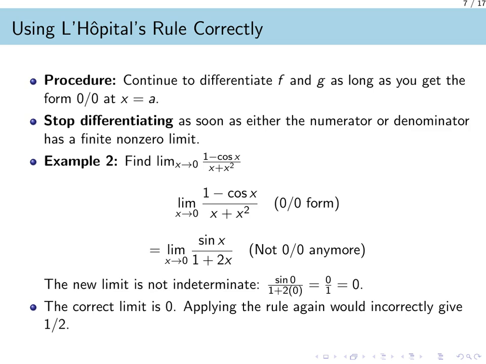A limit is found. It is a common mistake to apply the rule again here, but since the form is no longer indeterminate, doing so would incorrectly give an answer of 1/2. Therefore, always check that the limit is still an indeterminate form before each differentiation step.